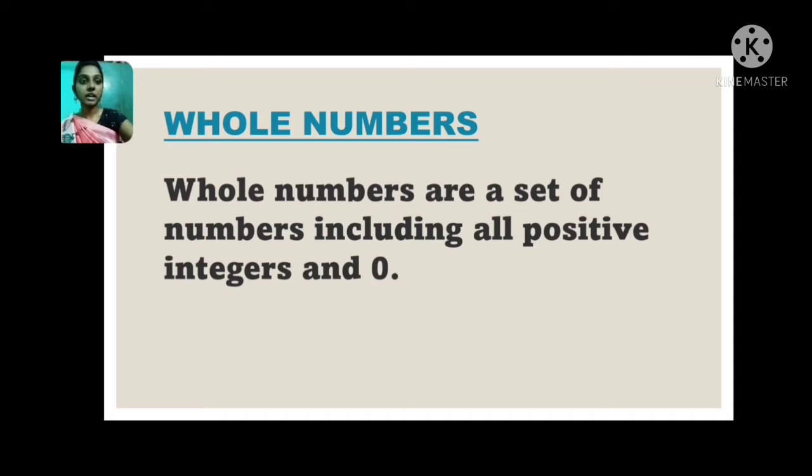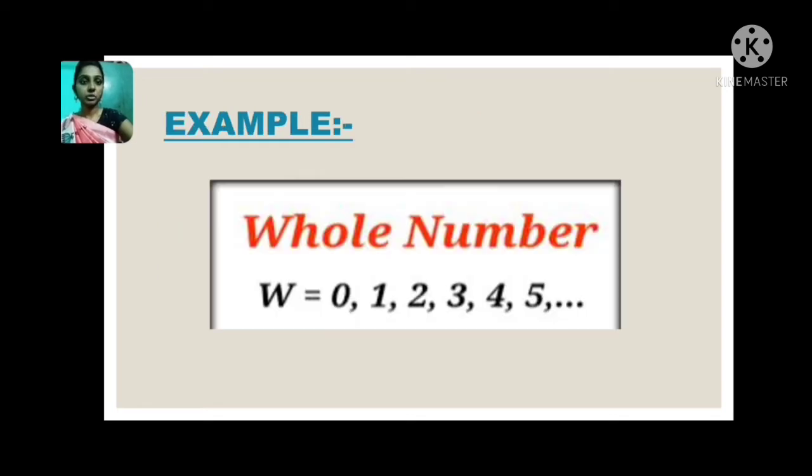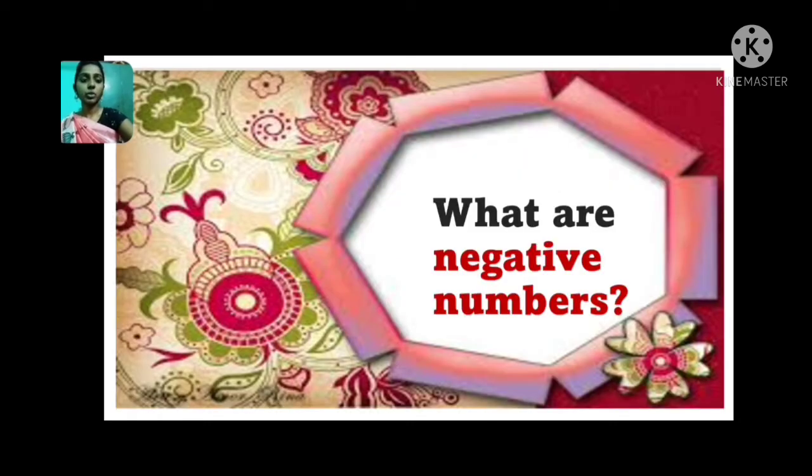Whole numbers are a set of numbers including all positive integers and 0, that is, natural numbers and 0. For example, the whole numbers are 0, 1, 2, 3, 4, 5. The only difference between whole numbers and natural numbers is that whole numbers begin from 0 while natural numbers begin from 1.